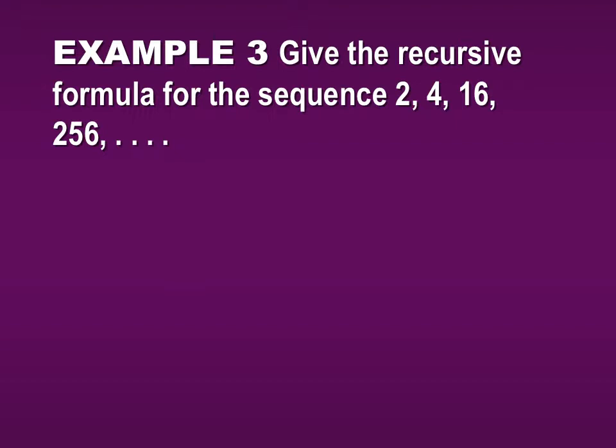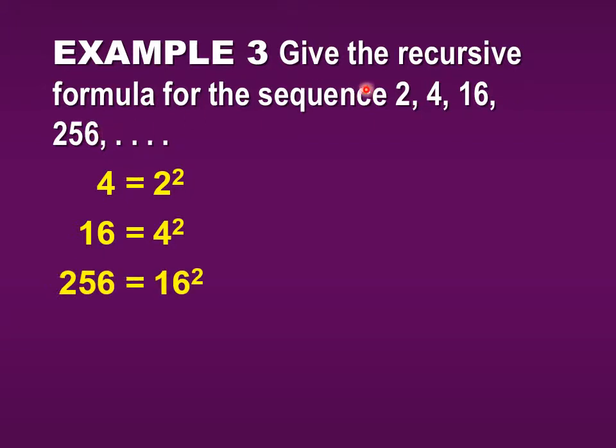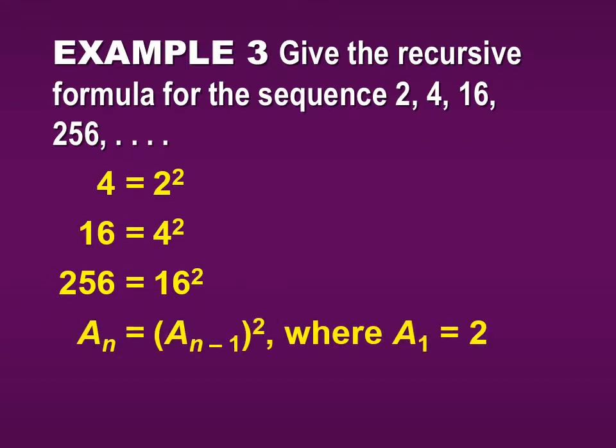So let's look at this pattern. We have 2, 4, 16, and 256. Notice that 4 came from 2 squared, and that 16 came from 4 squared, and that 256 came from 16 squared. So you're getting each number in the sequence by squaring the previous number. So to get a general term, you have to square the term right before the general term, which is what we call a sub n minus 1, right? The previous term to a sub n is a sub n minus 1, and then we square it, right? However, we have to indicate what our first term is, and our a sub 1 is 2.